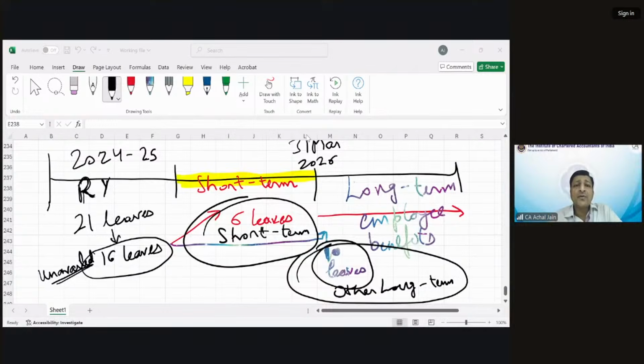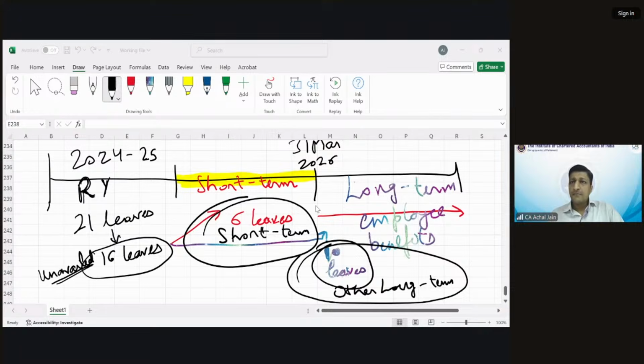There's not a straightforward answer to this. You will have to find out depending on the benefit. If it's short term, you will treat it as a short-term employee benefit. If it's post employment, you will record it as post employment. Otherwise, it will become long term. Clear? Okay, sir. Right. Archana, can you please explain your query? Over to you.